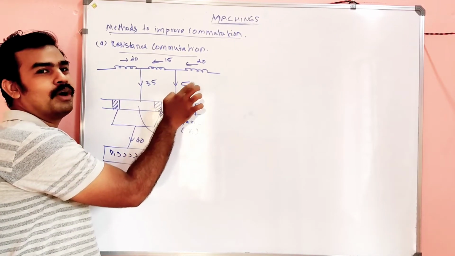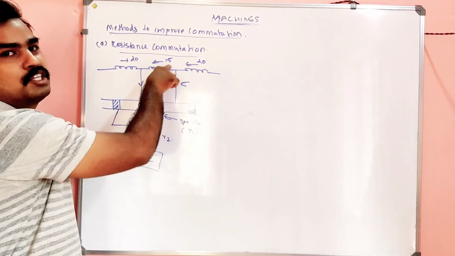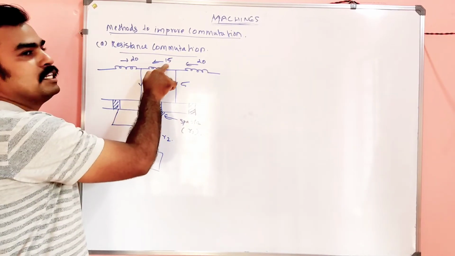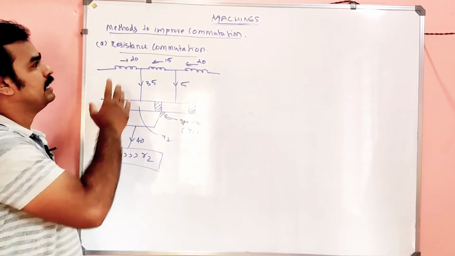There will be no 0 ampere. So there will be a perfect commutation. That means a minus 20 happens. This minus 20 means there is a complete reversal of current, and this is called the resistance commutation.